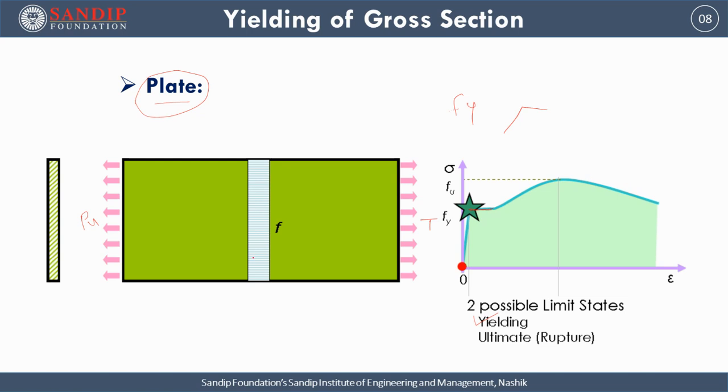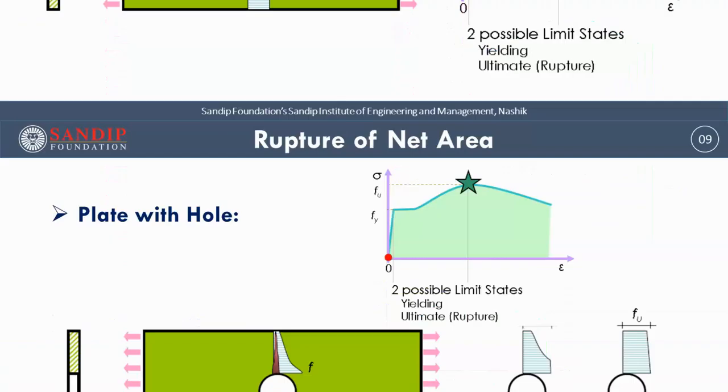So if such a failure is taking place, it is just because of yielding of the gross section. Yielding is the mode of failure here, and yielding of what? The entire gross section. So here there is no discontinuity observed. You can see the entire gross section, and these are the stresses developed, and when the stress value exceeds Fy, ultimately it reaches Fu, and then finally it breaks. Such a mode of failure is referred to as yielding of gross section.